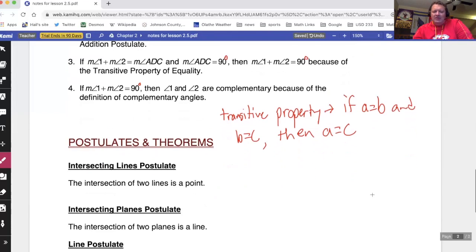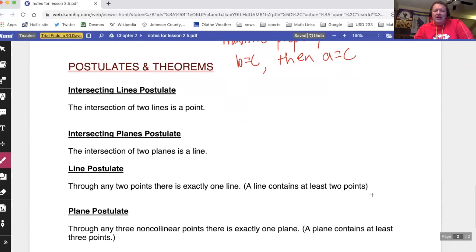All right, last thing we're going to look at today is some postulates and theorems. These are things just to add to your toolbox. We'll begin assembling a place to keep these together. But for now, the intersecting lines postulate tells us that the intersection of two lines is a point. Now, I guess it should say two distinct lines, because technically two lines could be coinciding or the same line, but then I'm going down a rabbit hole. Never mind.